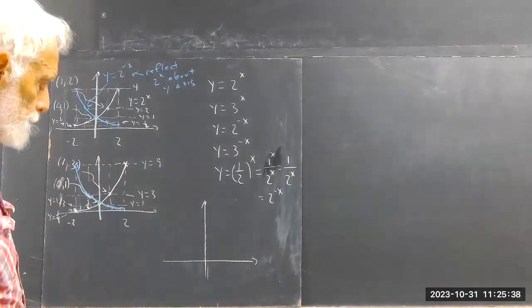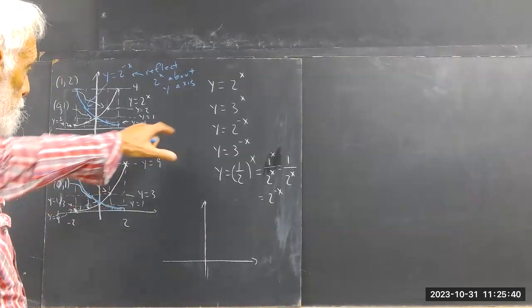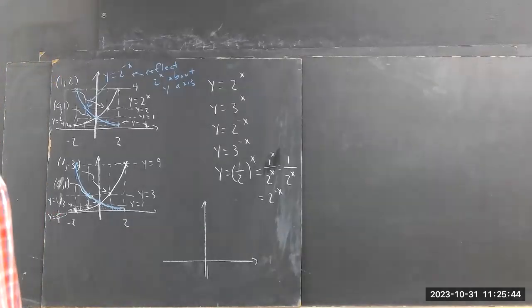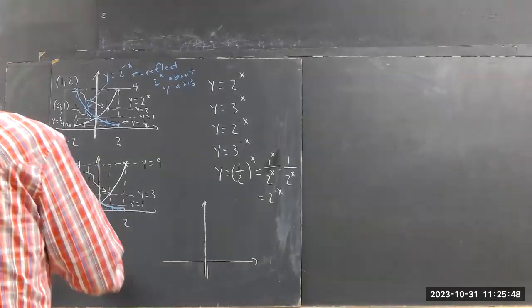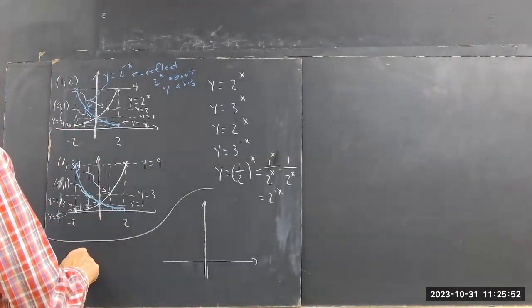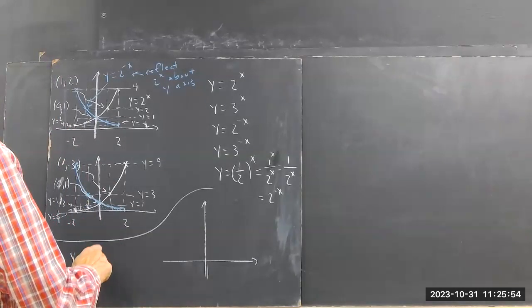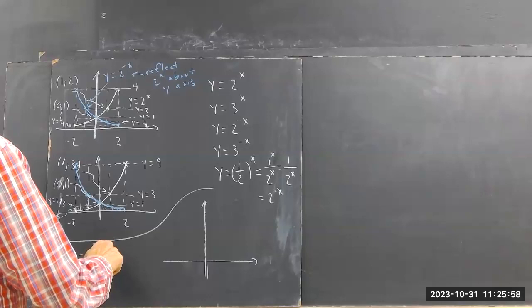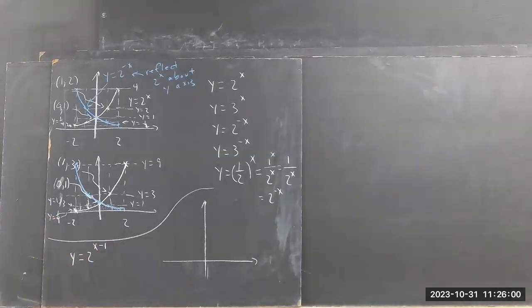What are the important things about the graphs of exponential functions and what we see? Okay, now, can you sketch me a graph of y equals 2 to the x minus 1?